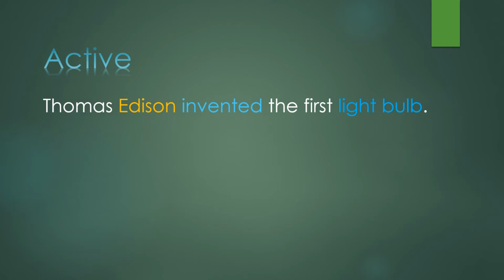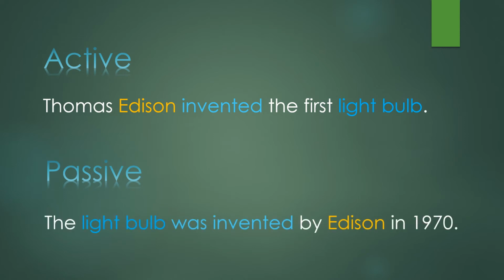Thomas Edison is the subject. Invented is a verb in past tense. The first light bulb is the complement. And light bulb is another noun, so it is the object of the sentence. In passive, we are going to say, the light bulb was invented by Edison in 1970. So at this moment, if you notice, they switched the places, right?